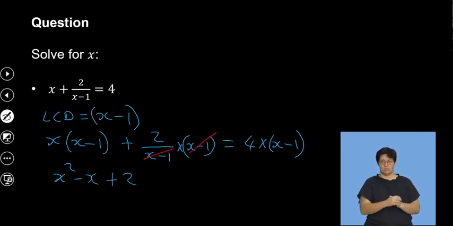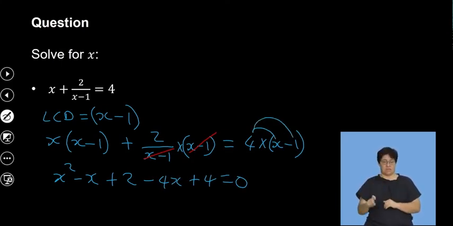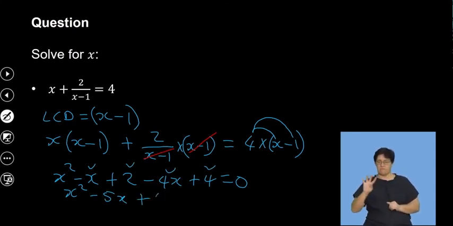And then on that side, it will become minus 4x and then plus 4 equal to 0, right? So I multiply that, it becomes 4x. Take it to the other side, it becomes a minus 4x. You multiply those two, it becomes minus 4. The other side, it becomes a positive. And then from there, this will be x squared, like terms, the x and the 4x, which will give me minus 5x. And then the 2 and the 4, which will give me plus 6 equal to 0, right?